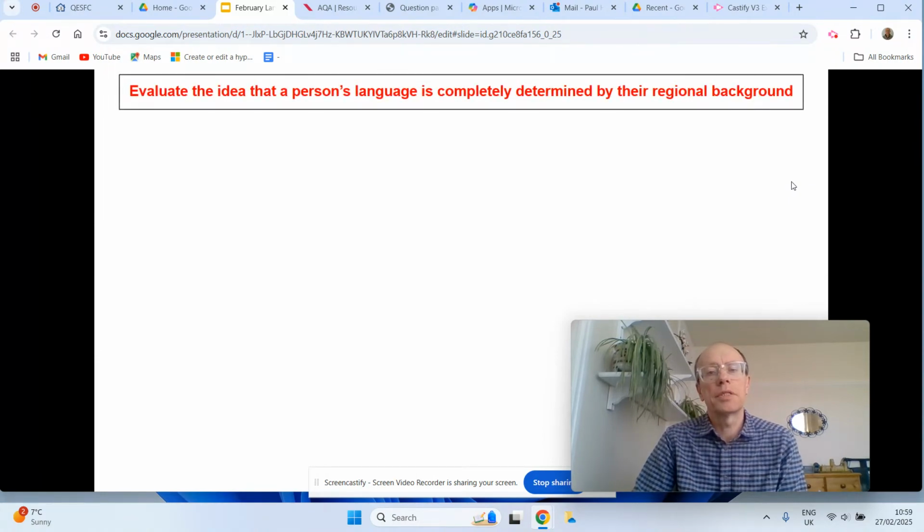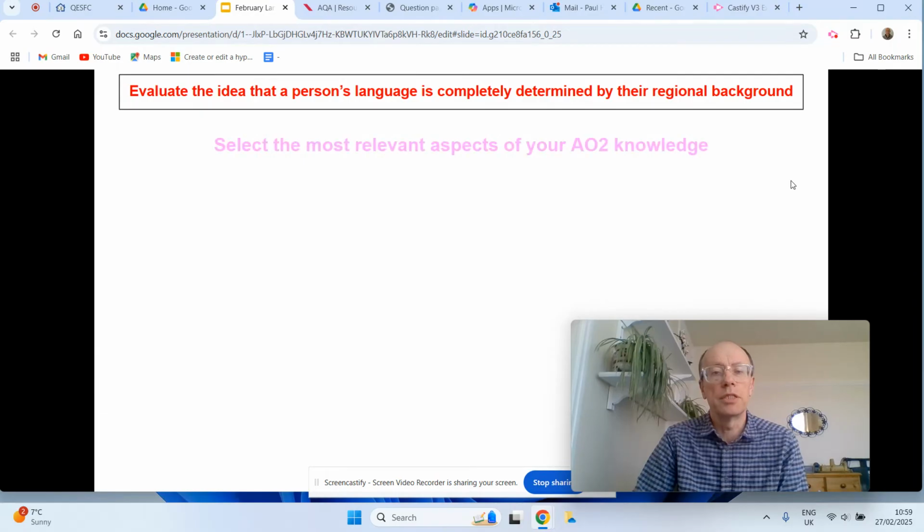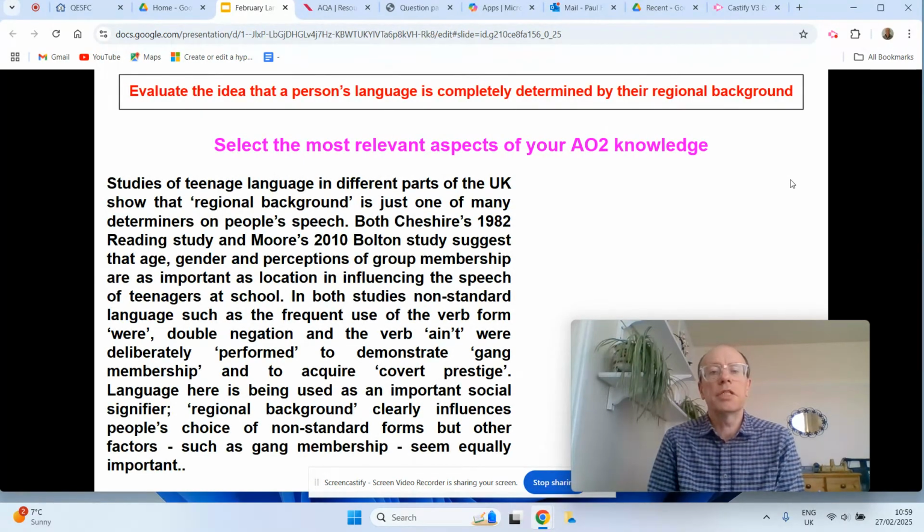Evaluate the idea that a person's language is completely determined by their regional background. Studies of teenage language in different parts of the UK show that regional background is just one of many determiners on people's speech. Both Cheshire's 1982 Reading study and Moore's 2010 Bolton study suggest that age, gender, and perceptions of group membership are as important as location in influencing the speech of teenagers at school.